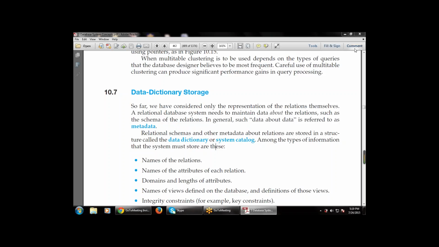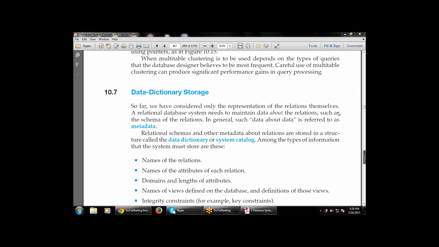So this is the data about the data, that is the data dictionary relation. This is the information that is available in the data dictionary: the name of the relations, that is what are the names of the tables that are used, the names of the attributes of each relation, that is what are the various column headings available in the relation, then the domain and the length of the attribute.